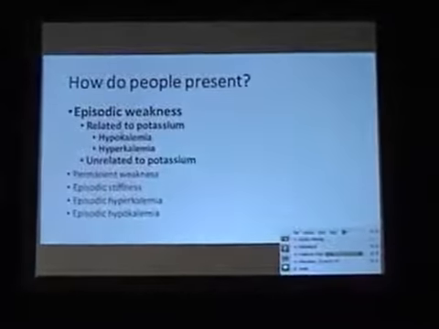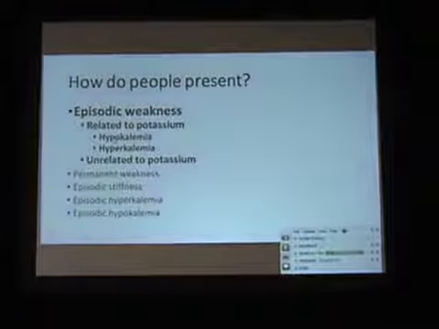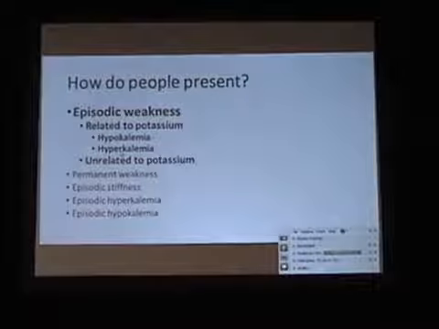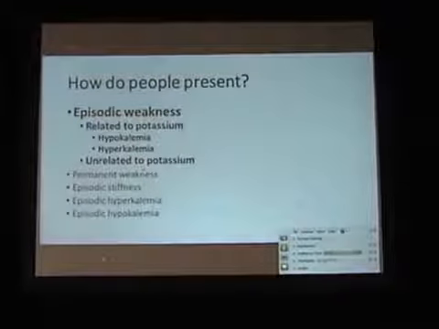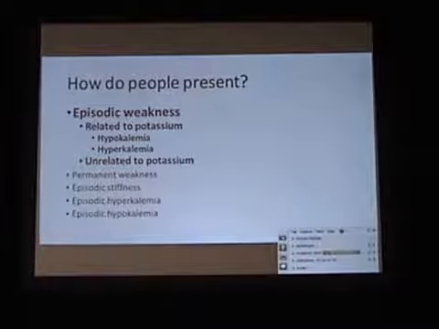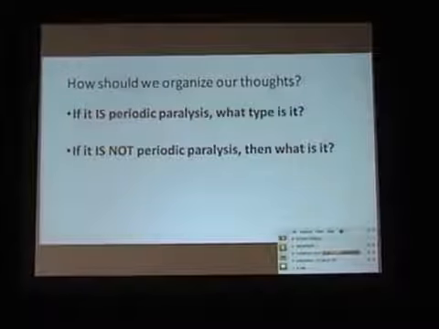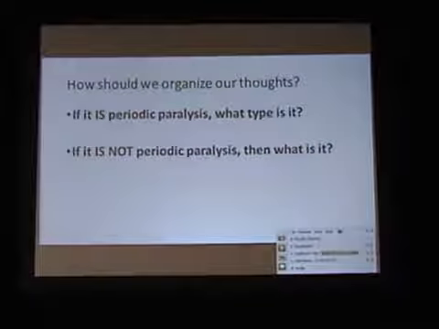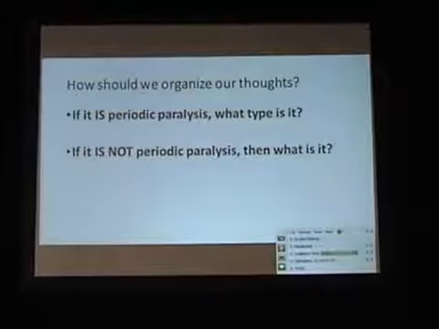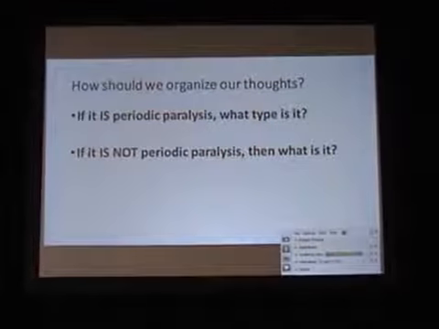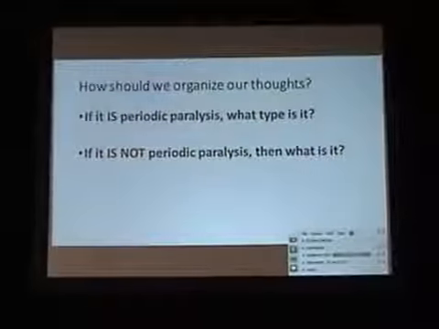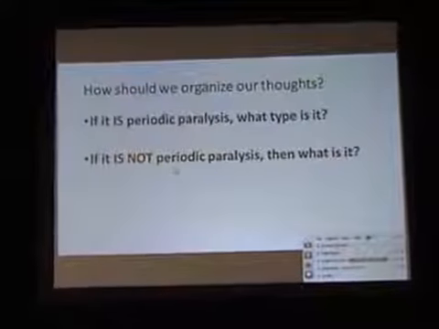Okay, so people can present in a variety of different ways, and so I just laid it out. If you present with episodic weakness, which is the most common complaint, you first have to ask, is it related to potassium? And if so, hypokalemia or hyperkalemia? And then, is it unrelated to potassium? Which, by the way, happens with some of us. So how do we organize our thoughts? First of all, if it is periodic paralysis, what type is it? Because that's even confusing. We say, okay, fine, you have periodic paralysis, but is it hyper, is it hypo, is it normal, and what do you do with that?